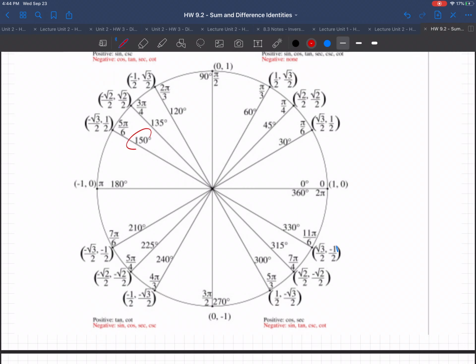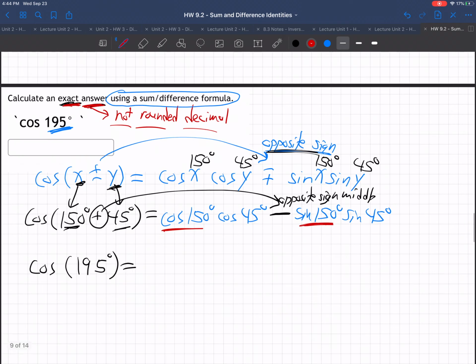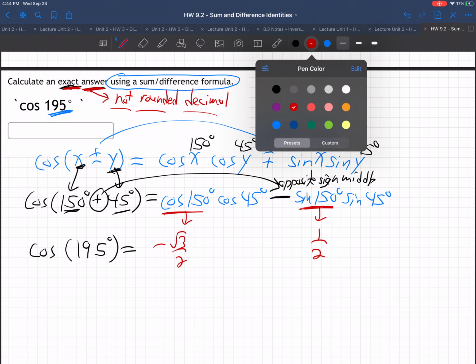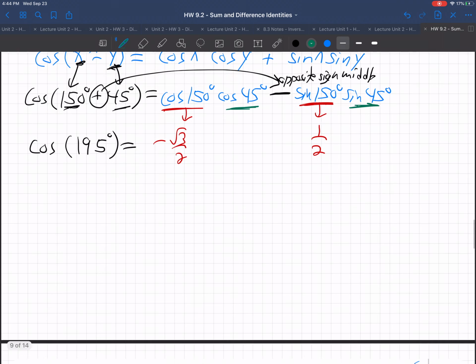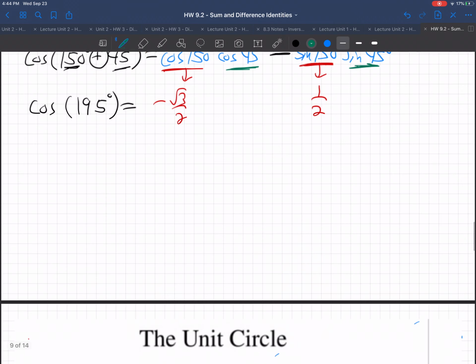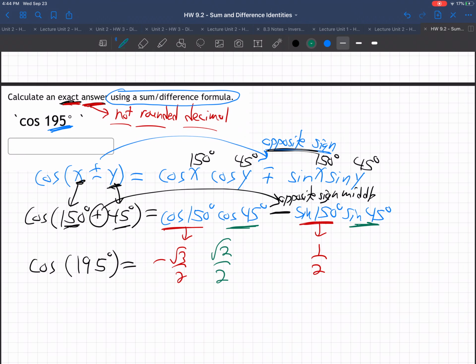150, where? There it is, 150. Cosine, sine, right? Cosine first, then sine. Cosine's negative root 3 over 2, so this is negative root 3 over 2. Sine of 150 is positive a half. Okay, let's go get the cosine of 45 and sine of 45. So 45 right here, cosine, sine, they're both just root 2 over 2. That's easy. And there's a times in between and a times here. Why is there a times? Because there's no symbol. When there's no symbol between two things, it must mean times. And the minus that's in the very middle.